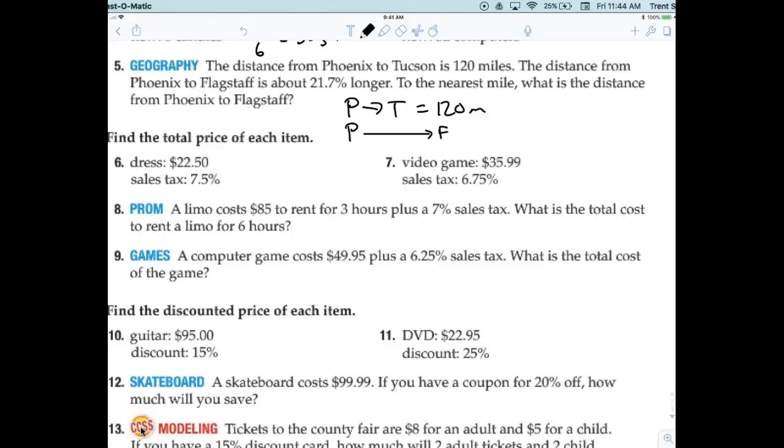What would the distance be? Now you're supposed to be able to use your calculator, right? So it shouldn't be a big deal to figure this out. Wait, how much longer? Doesn't say how much longer. Oh, it says, what is the distance from Phoenix to Flagstaff? Now, how would I do that, Jeff?